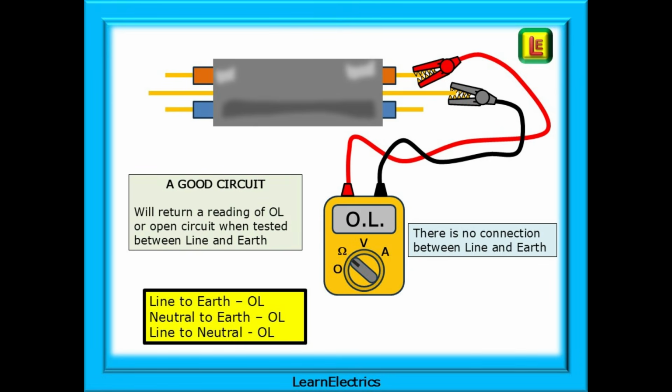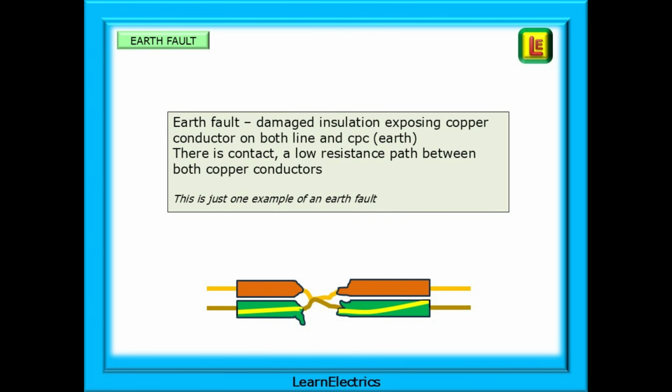When testing a twin and earth cable, it takes only seconds to check all three conductor combinations: line to earth, neutral to earth, and line to neutral, all of which should read OL or 999 ohms, or however your meter shows an open circuit. Shown here, we have an earth fault, where the damaged insulation is exposing copper conductor on both the line and CPC, or earth.